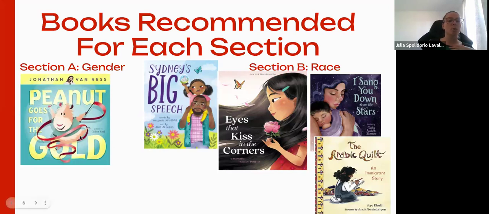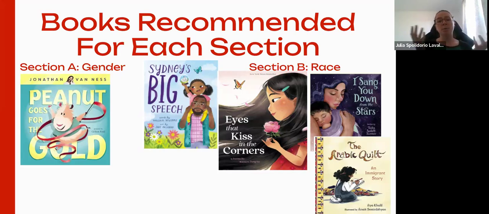This is Pina Goes for the Gold, and it talks about not letting society dictate what people can and cannot do. It's about a little hamster who wants to be a gymnast, win the gold and go to the Olympics, really breaking the barriers of gender, or of only being a woman, or having society dictate the gender for that sport.